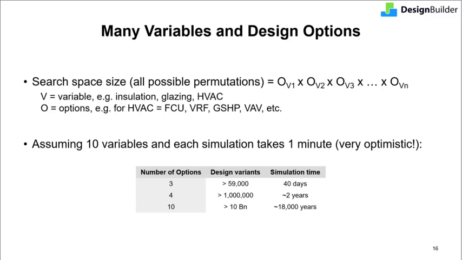4 to the power of 10, or 4 multiplied by itself 10 times, which will result in more than 1 million design variants. And if each simulation takes about 1 minute, then simulating the entire search space would be very time consuming, even with parallel computing. So we need an efficient method.